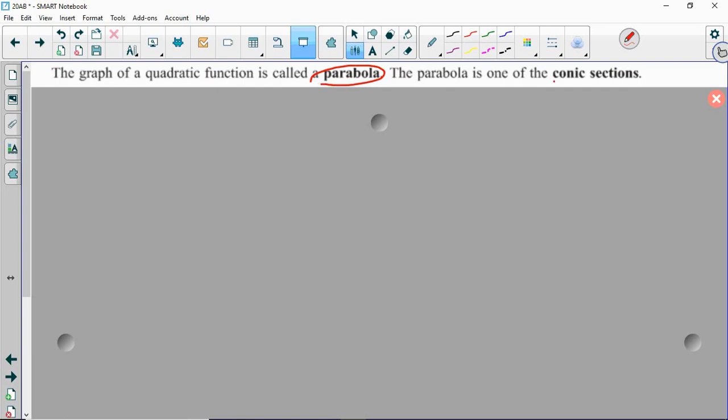Anyway, then the book has this little throwaway sentence where it says that the parabola is one of the conic sections, and it even puts that in bold. And what is a conic section? You probably have no idea. In fact, I don't think that phrase appears anywhere else in the textbook except on this one page.